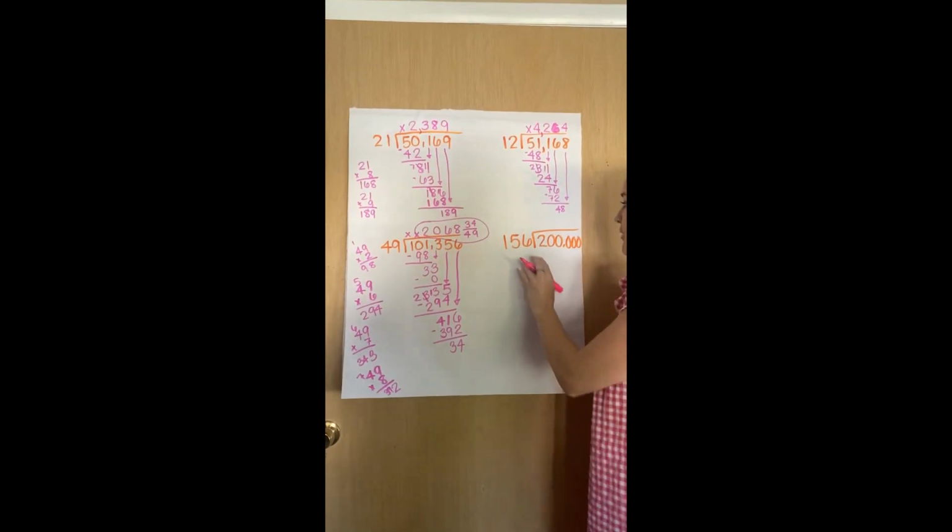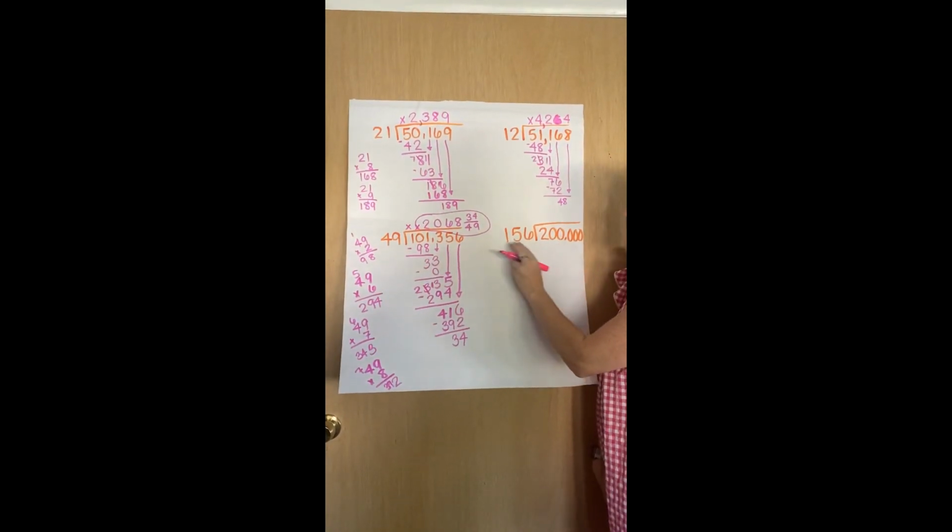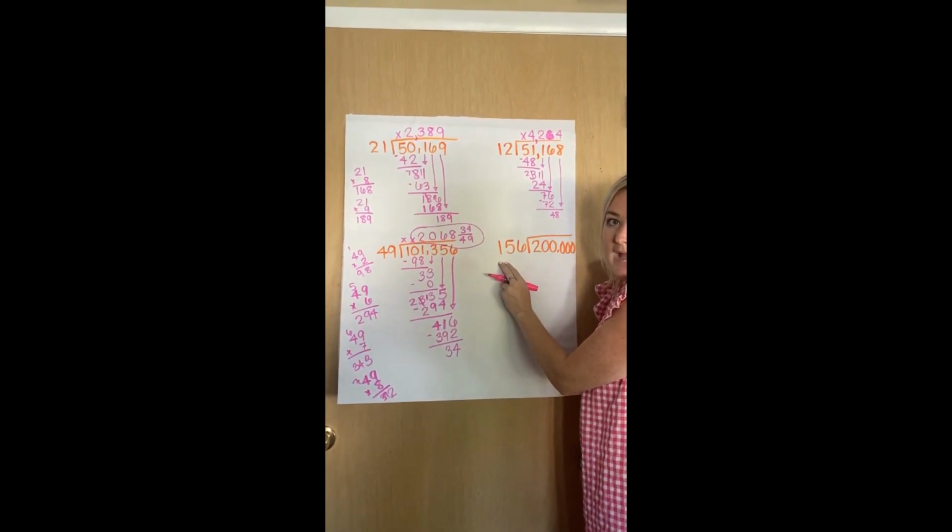A few more. I want you to pause this one. So I have 200,000 divided by 56. Pause, and then we'll come back.